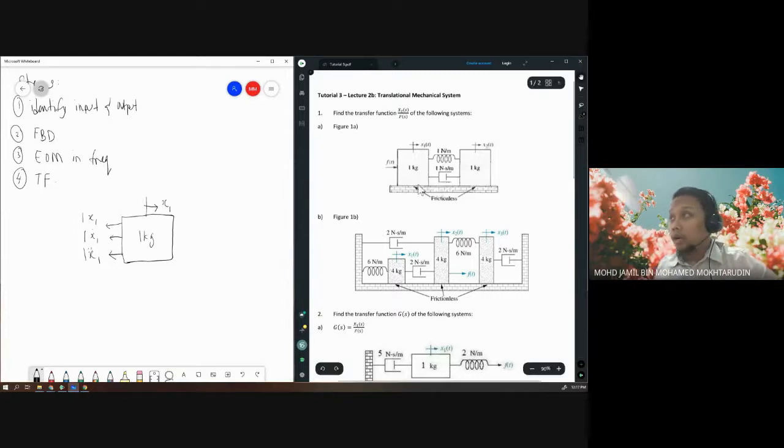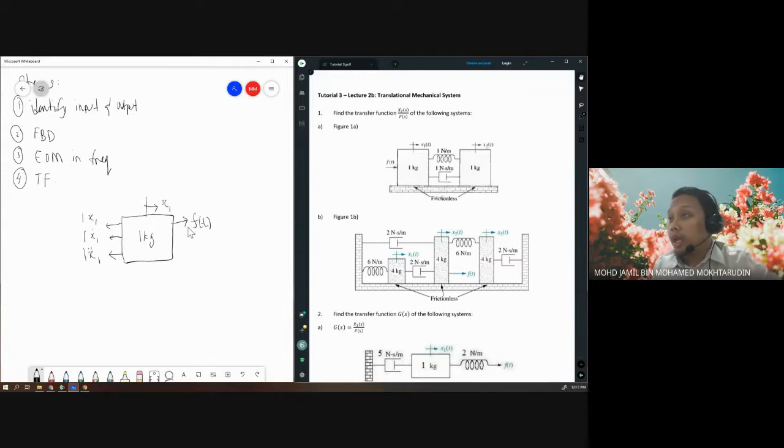Okay, and then on the box we have an input force applied forward, F. I forgot step number 1 here, so we should identify input and output first. But the question already gives you F as the input for the transfer function and X2 as the output. So you want to find X2 as output and F as the input.